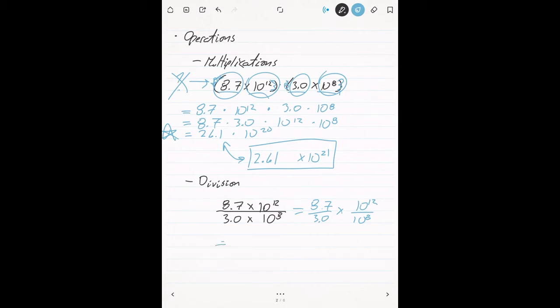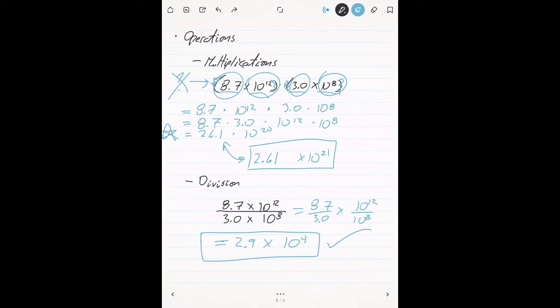8.7 divided by 3 is actually going to be 2.9. And then we're going to multiply that by 10 to the 12th divided by 10 to the 8th. That's the division of like bases. So we're going to subtract the exponents and get 10 to the 4th. So is this number that we've just performed division to achieve in scientific notation? Well, in fact, it is. This is between 1 and 10, and we have a whole number exponent here. So we're good to go.